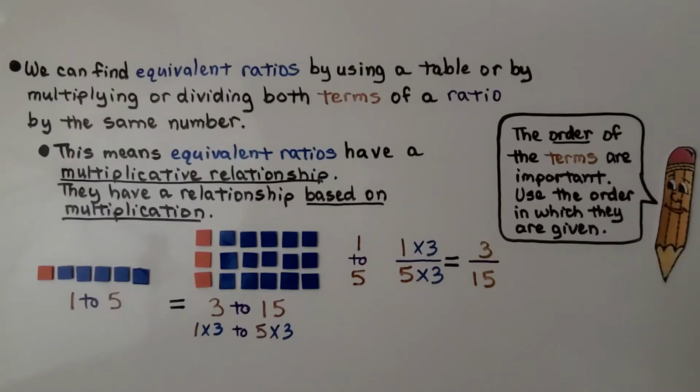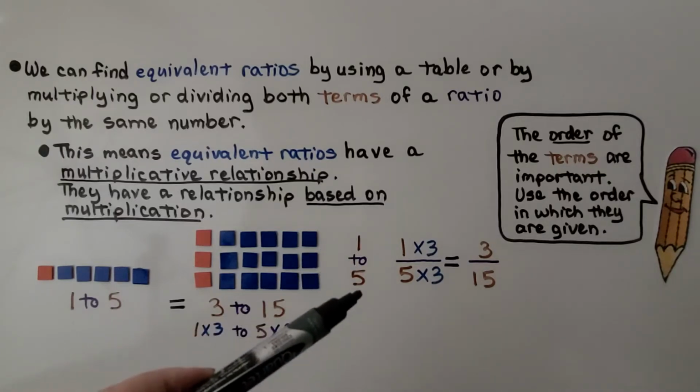We can find equivalent ratios by using a table or by multiplying or dividing both terms of a ratio by the same number. This means equivalent ratios have a multiplicative relationship. They have a relationship based on multiplication. Here we have 1 red counter and 5 blue counters. The ratio is 1 to 5. It's equal to a ratio of 3 to 15.